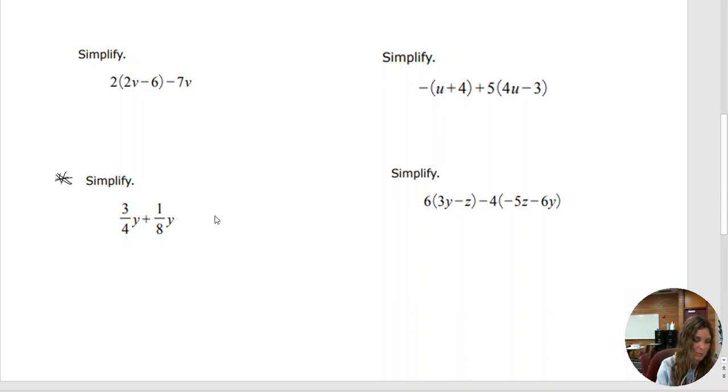Okay. Another question that I had a lot of students missing on the test today was the one where it asked you to simplify and you had fraction coefficients. These two terms right here are like terms because they both have a y to the first power, and when you combine like terms, you keep the variable and then you just add the coefficients. The coefficient of this term is 3/4 and the coefficient of this term is a positive 1/8. So in your calculator, you do 3/4 and then a positive 1/8. You add those together and you get 7/8. Should be 7/8 times y.